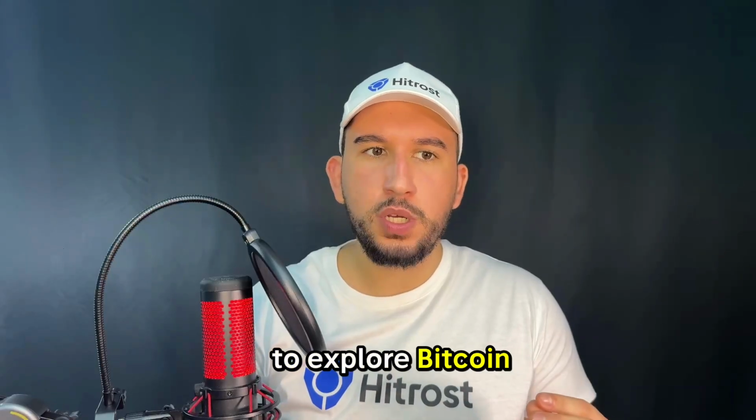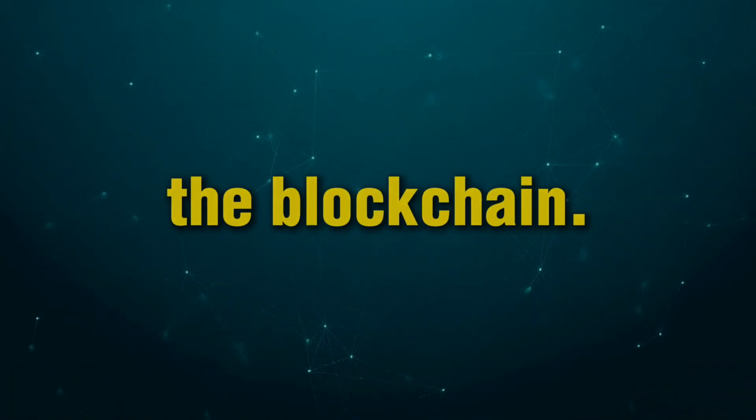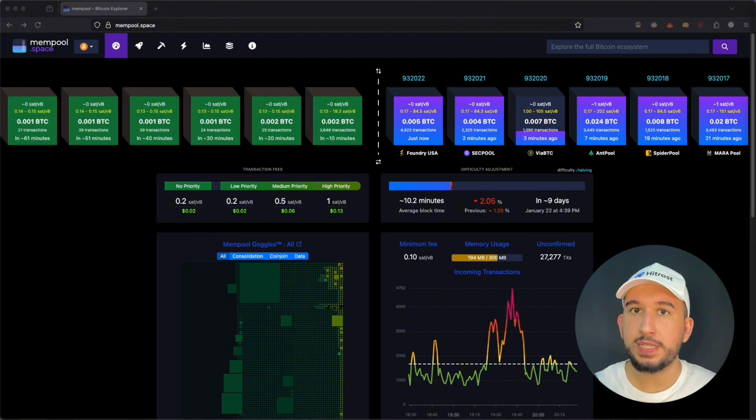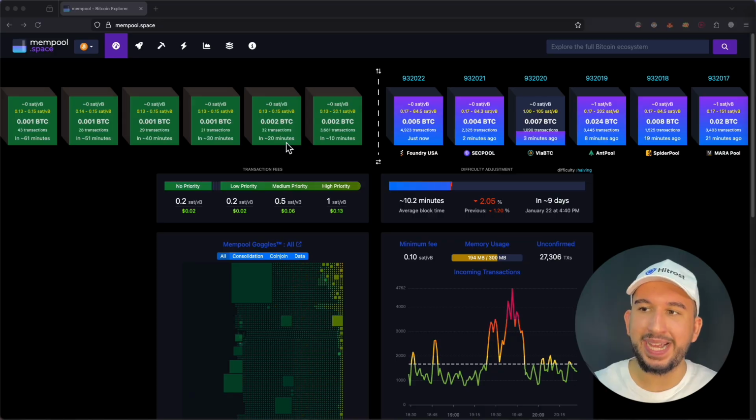To explore Bitcoin, we're not going to guess. We're going to look directly at the blockchain. This is mempool.space, your one-stop shop for everything Bitcoin. Blocks, transactions, wallets, fees, and even the next blocks that haven't been mined yet. But here's the thing that most people miss.